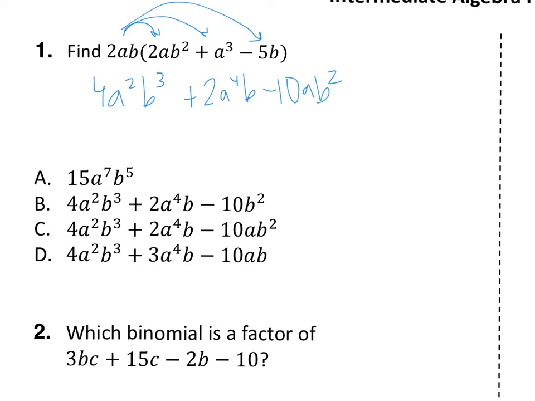So this final answer here would be C, 4a squared b cubed plus 2a to the fourth b minus 10ab squared.